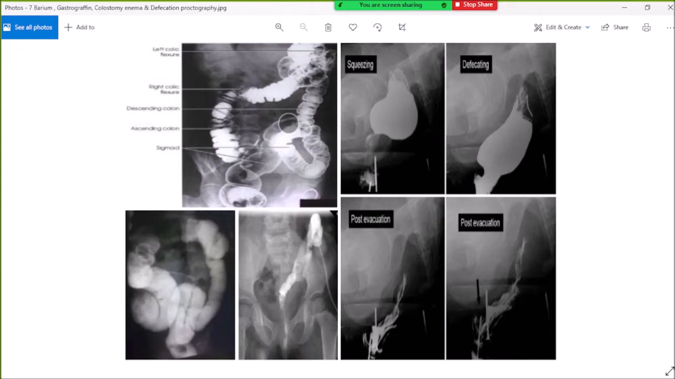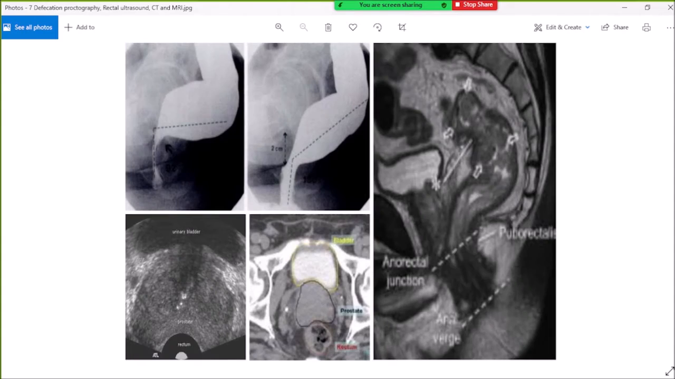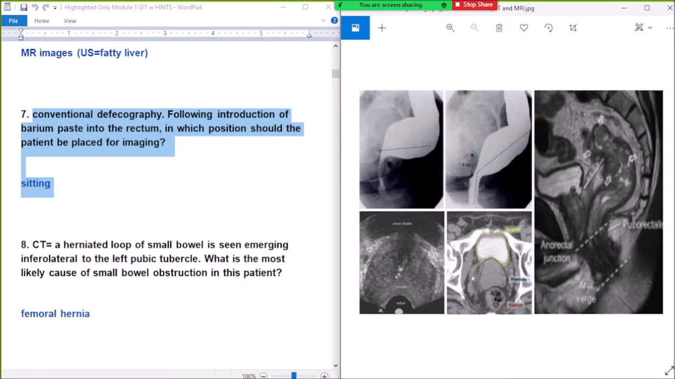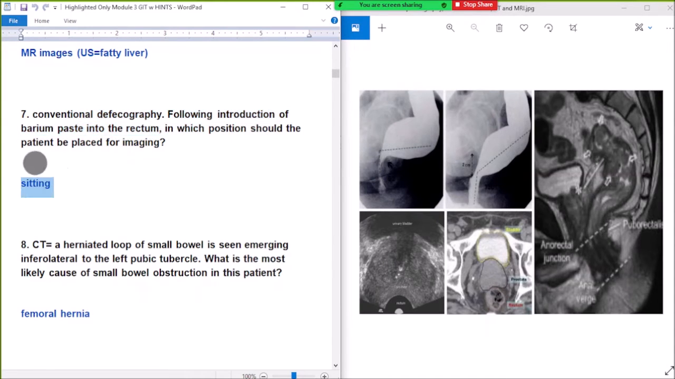Just for identification, the barium. So important is post-evacuation, pre-evacuation, feeding, defecating proctography. These are defecating proctography, and then rectal ultrasound. So in conventional defecography, following introduction of paste, the patient should be in sitting position.